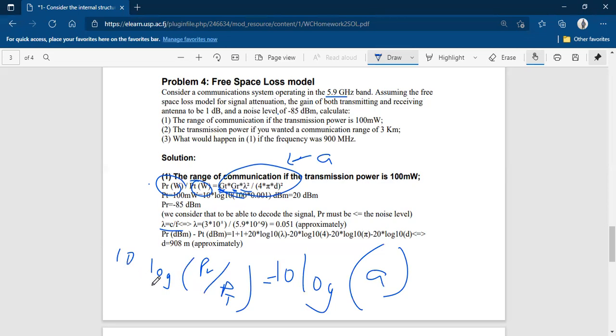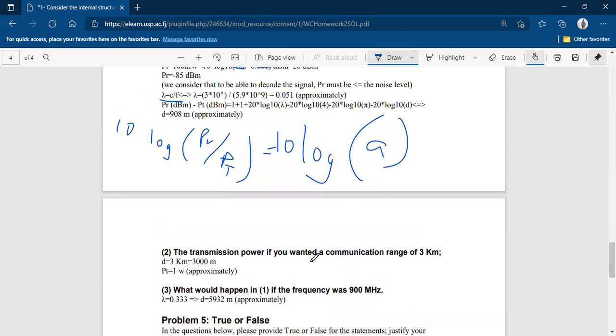We can rewrite it as 10 log. If we are taking 10 log of this, it is basically 10 log the receiving power minus PT, isn't it? For this over here, because if we are dividing, we minus. So it is 10 log PR minus 10 log PT, right?